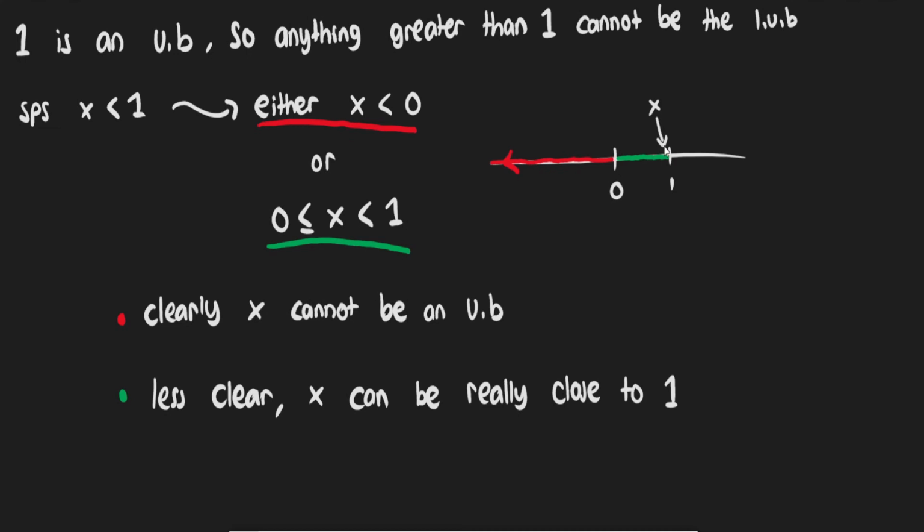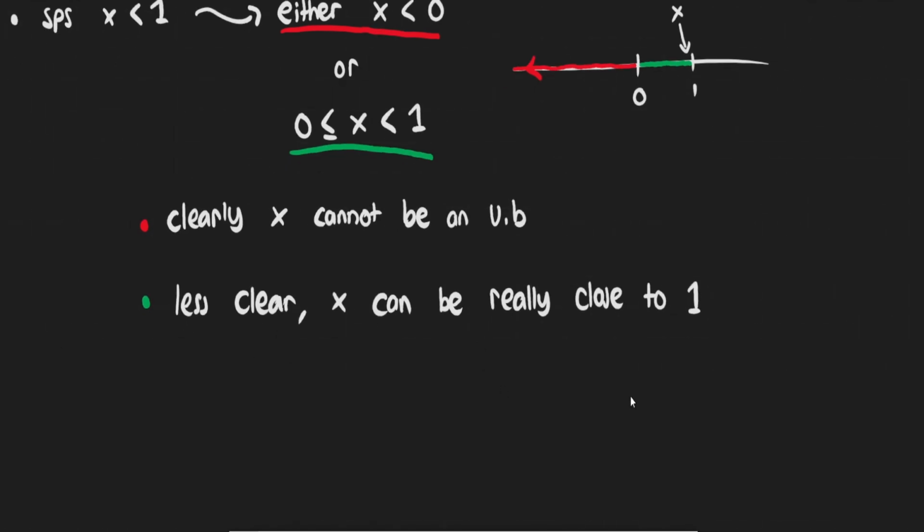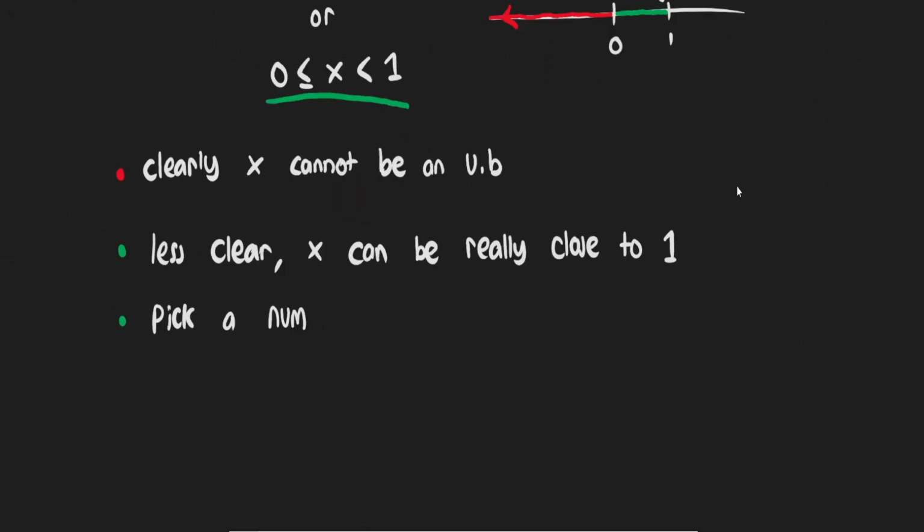Because if x is really close to 1, it should be somewhere over here, and it could be an upper bound. If you think about it, it could be visually greater than all of this green line over here. So we're going to debunk our visual perception with rigorous math in just a minute. To do that, we're going to pick a number that is between x and 1.